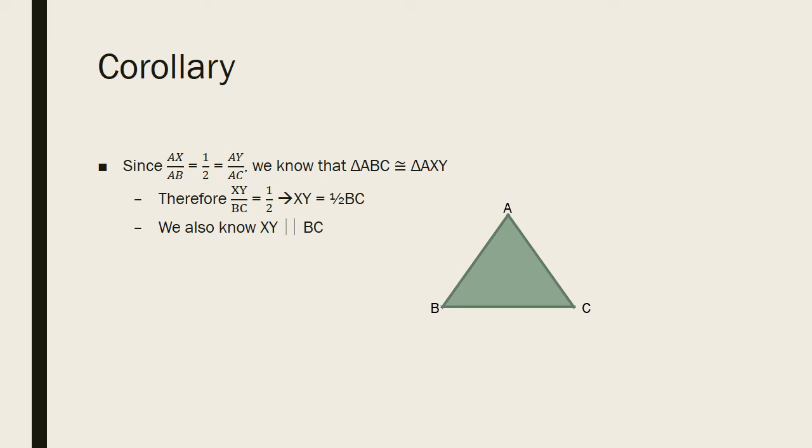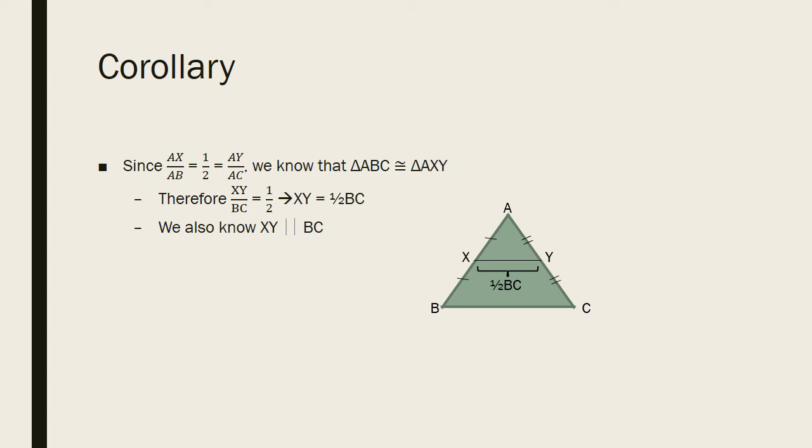So when you have a medial line, again, that is a line connecting two midpoints of two sides of a triangle, you can show that the two triangles formed are similar by a ratio of 1/2. So you can see that AX over AB is equal to 1/2, which is also the ratio of AY over AC. So the two triangles are similar. So it also follows that XY is equal to 1/2 BC.